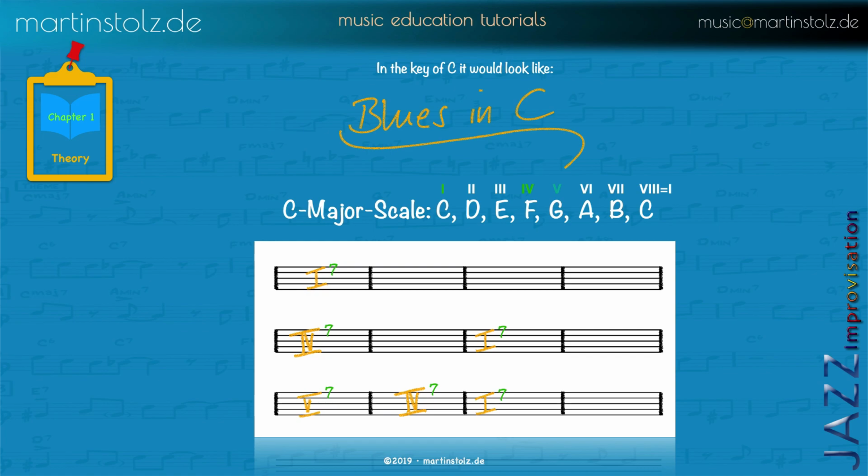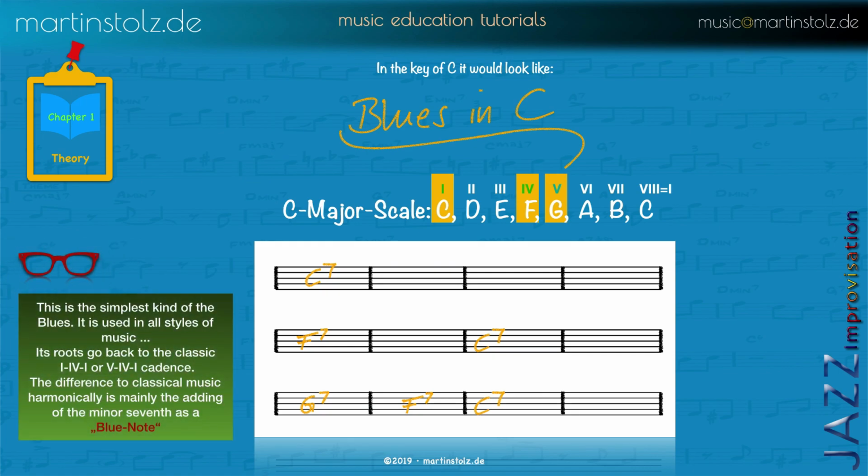So what we do now is replace the numbers by the chords. Just here you can see the degrees we need for the blues, and we have changed it to chords now. This is the simplest kind of the blues.